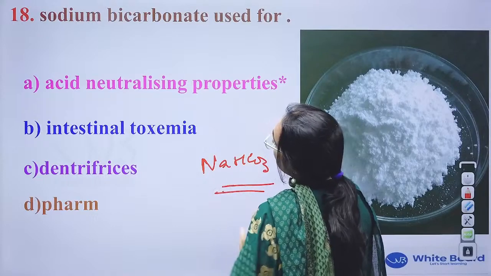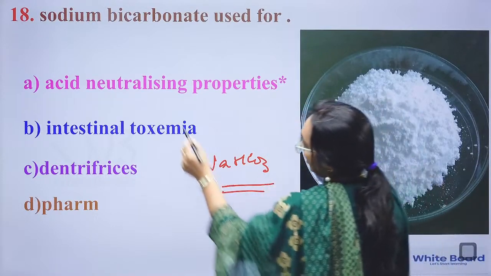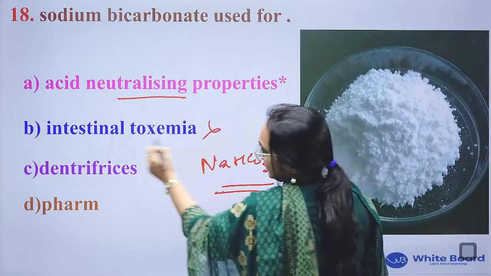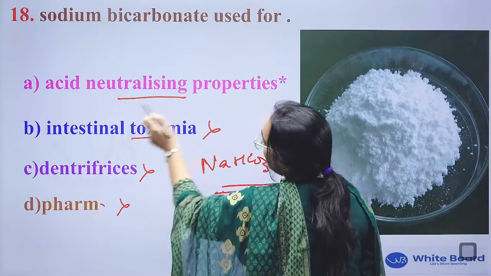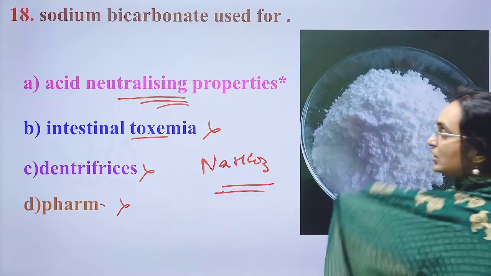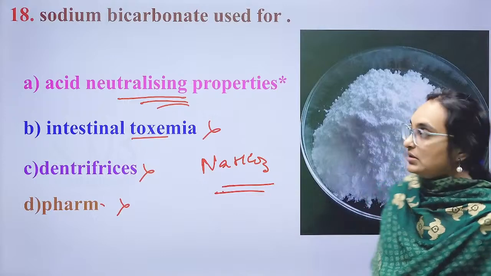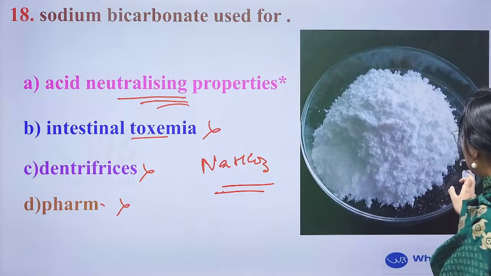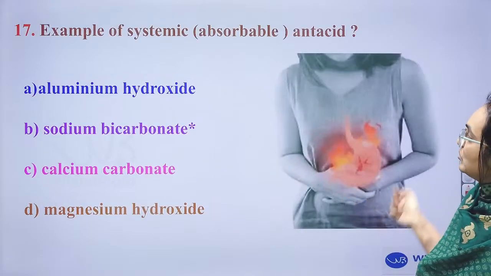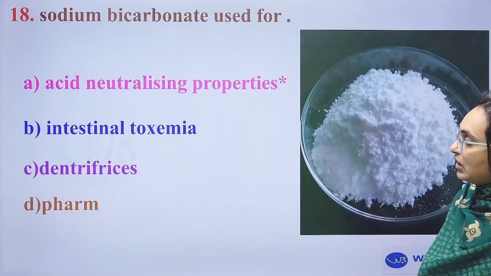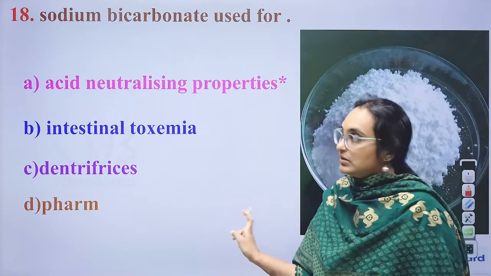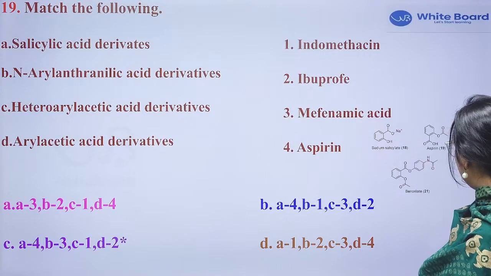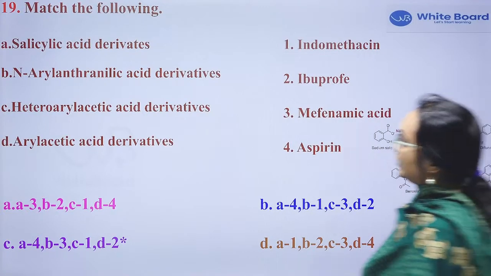Next, sodium bicarbonate, NaHCO3, is used for acid neutralizing properties, not intestinal toxemia or dentifrice. Here it is used for neutralizing the acid. Just now we have seen that sodium bicarbonate is a systemic absorbable antacid, that means it neutralizes the acids. So, the answer is A.